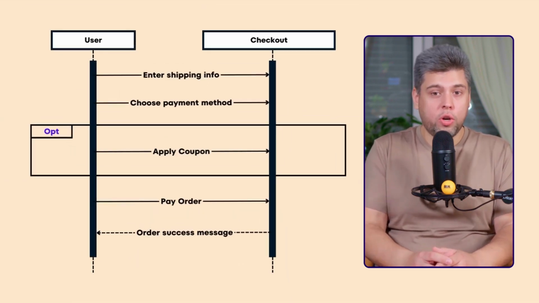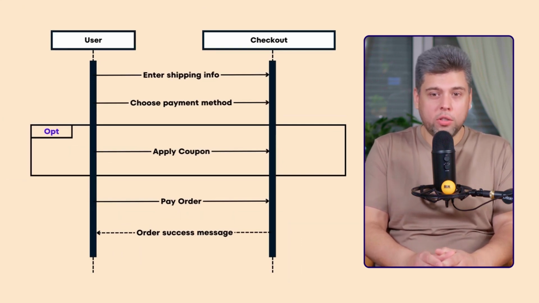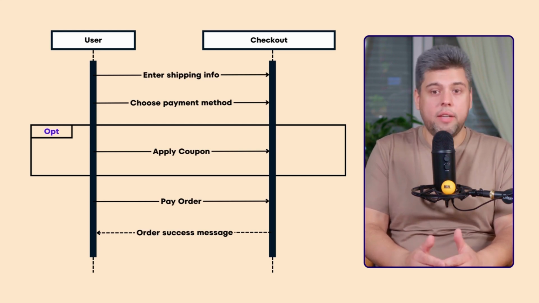The opt fragment shows optional behavior that only happens if certain conditions are met. This is useful for modeling features that may not always be executed depending on user input or system state. For example, if the customer applies a discount code during checkout, we can use an opt fragment to show this optional behavior. If no discount code is applied, the interaction part is skipped.